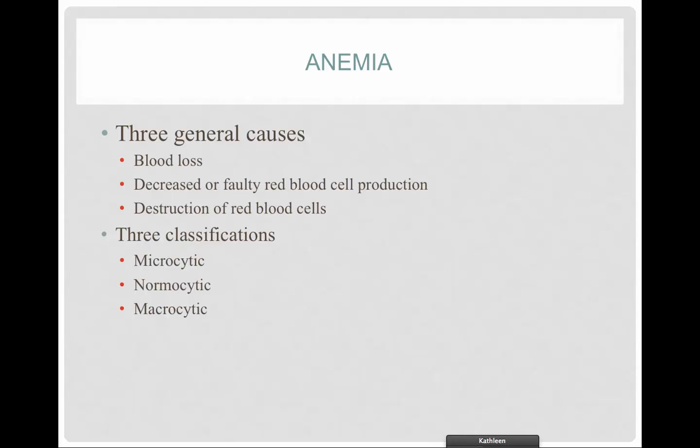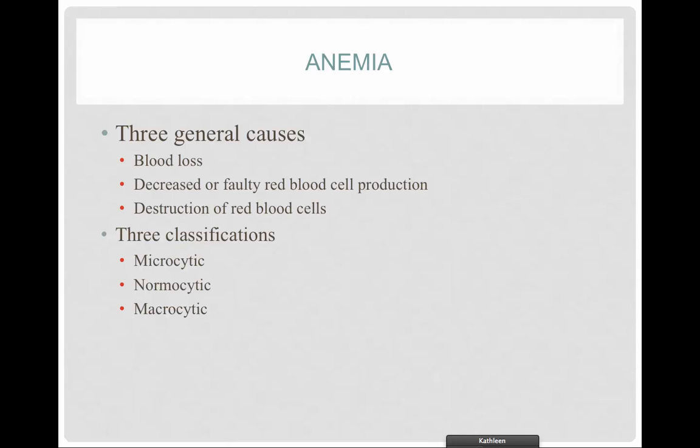So getting back to it, there are 3 general causes. Blood loss can be due to chronic bleeding, which can be from the GI tract, from ulcers, hemorrhoids, gastritis, and cancer. Nonsteroidals can be a cause of blood loss. Menstruation and childbirth in women are also examples of blood loss.